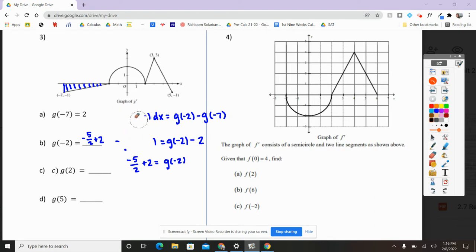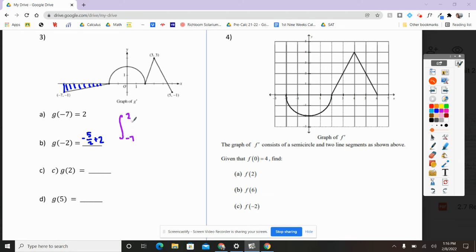All right, then I'm going to continue. And I'm going to find g of 2 now. I'm going to set this up the same way, though. So it's going to be from -7 to 2 this time.